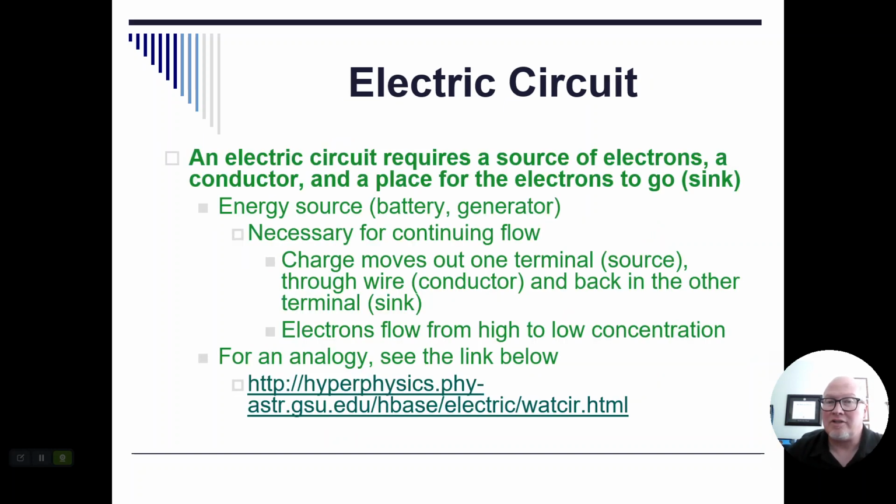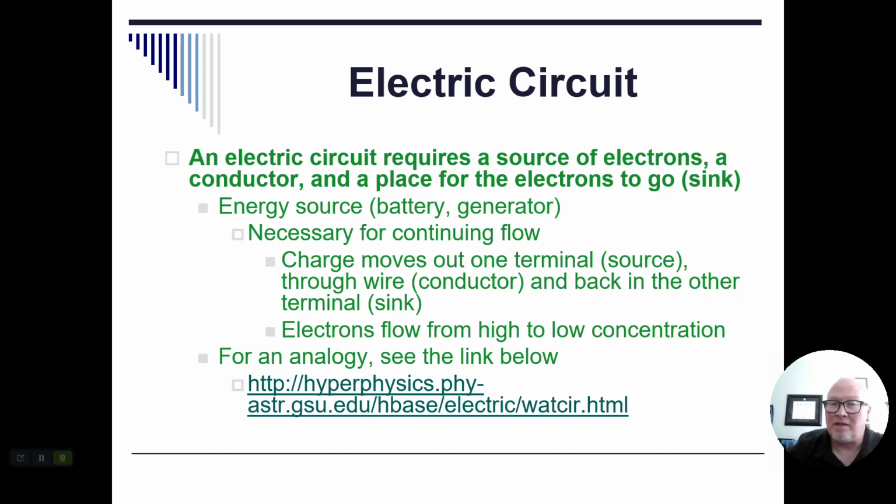So an electric circuit is required in order for electrons to actually move. You actually have to have a completed circuit. There has to be a complete pathway in order for electrons to travel. First, you have to have a source of electrons. Typically, for instance, if you have a battery connected to something, the battery is going to be a source of electrons. And then you have to have a place for those electrons to go, and that completes the circuit.